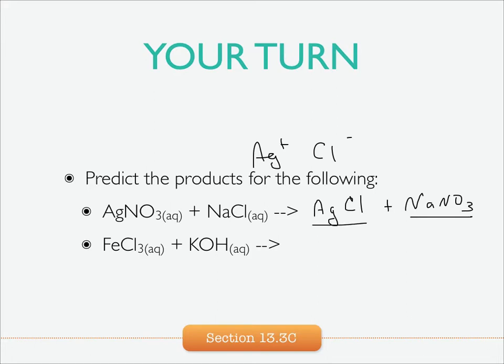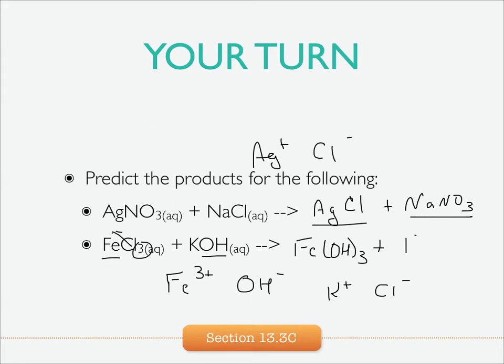If we look at the next one, we've got Fe, and if you want to figure out what the charge is, kind of reverse that. See, that's a 3, so that's what that would be up here. So this is Fe3+, and we've got our hydroxide, which is a 1-. So we're going to get Fe(OH)3, and we're going to get potassium, which is plus, chlorine, which is minus, KCl.